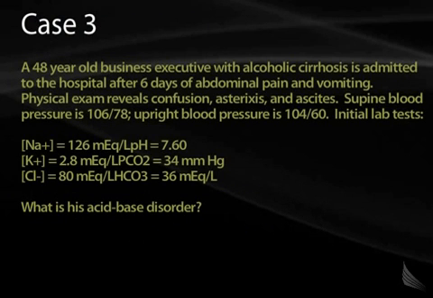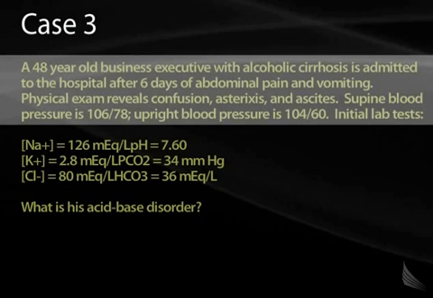Move to case 3. A 48-year-old business executive with alcoholic cirrhosis is admitted to the hospital after 6 days of abdominal pain and vomiting. Physical exam reveals confusion, asterixis, and ascites. Supine blood pressure is 106/78, upright blood pressure is 104/60. Initial lab tests are as follows. Sodium 126, potassium 2.8, chloride 80, pH 7.60, PCO2 34, and bicarbonate 36 milliequivalents per liter. What is this acid-base disorder?